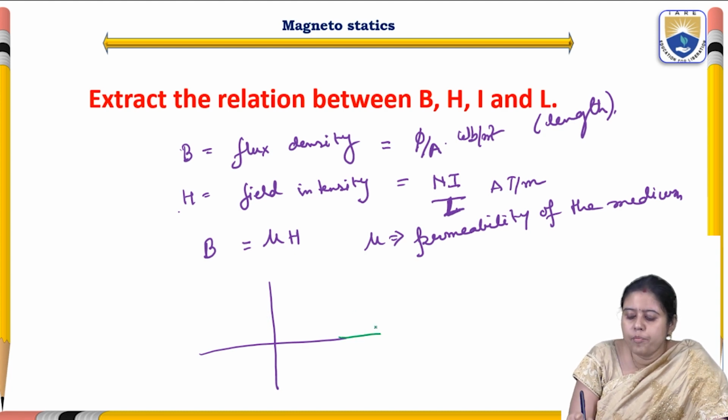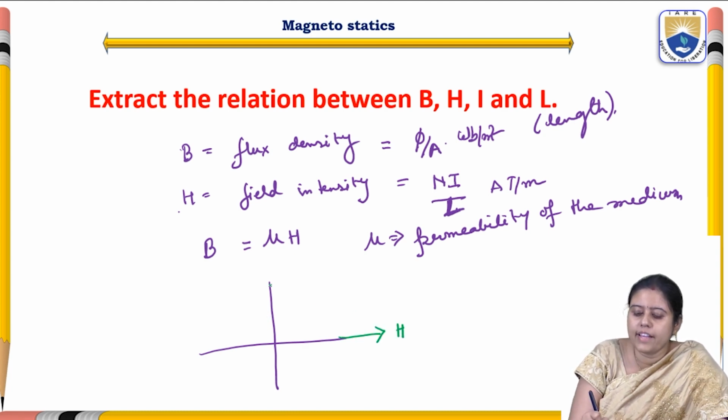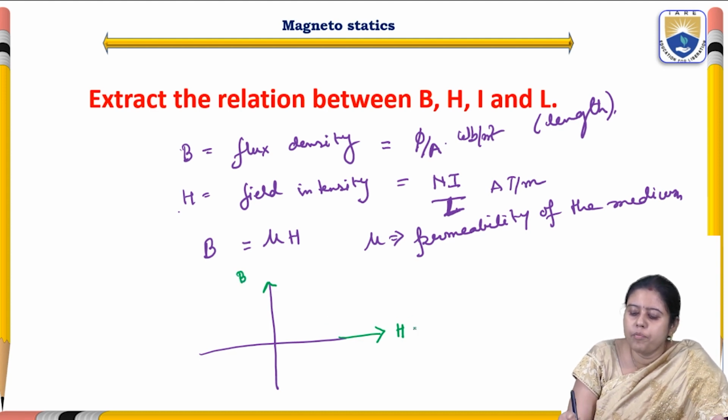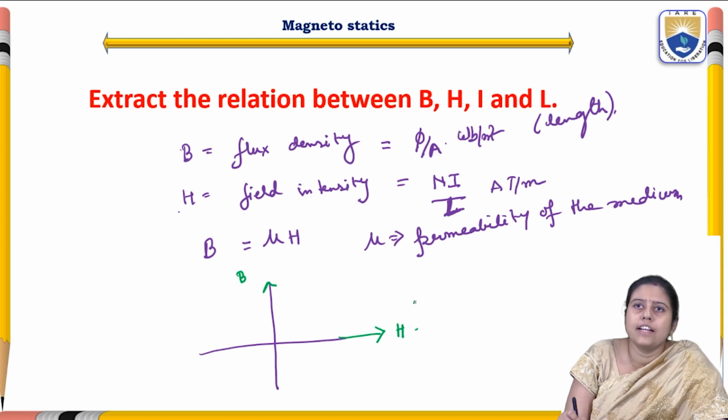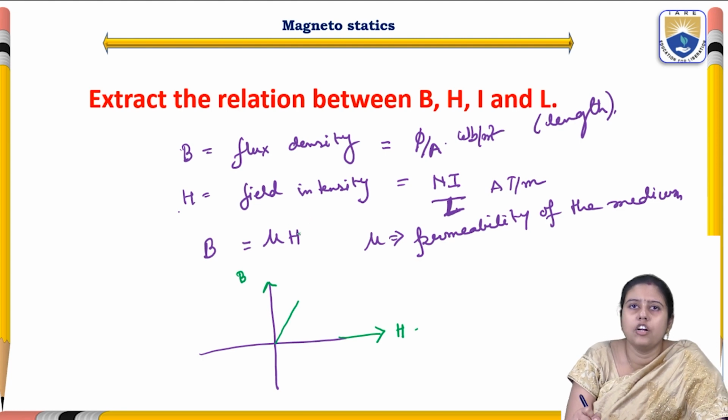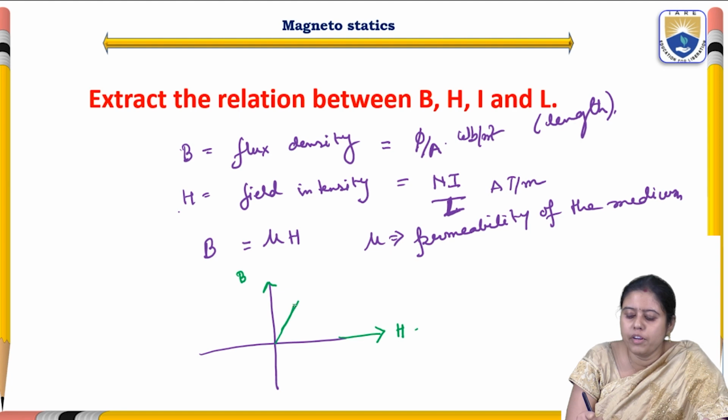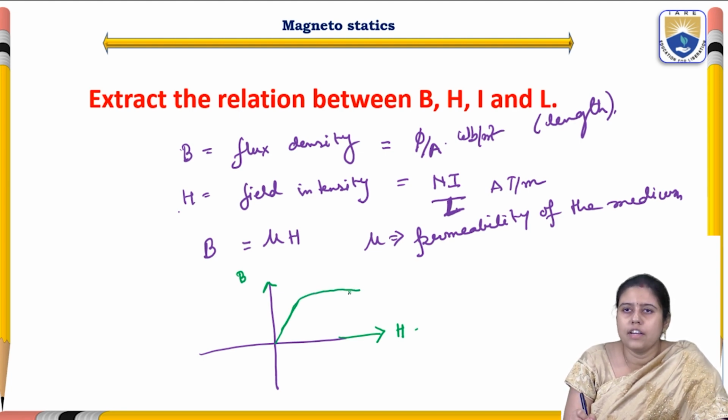Using the BH relationship, we get the hysteresis loop. We take H on the x-axis and B on the y-axis. Now, if we increase H, either by increasing the number of turns or the current, the flux density B will increase because B is equal to mu into H. But after a certain time, it will be in a constant mode.